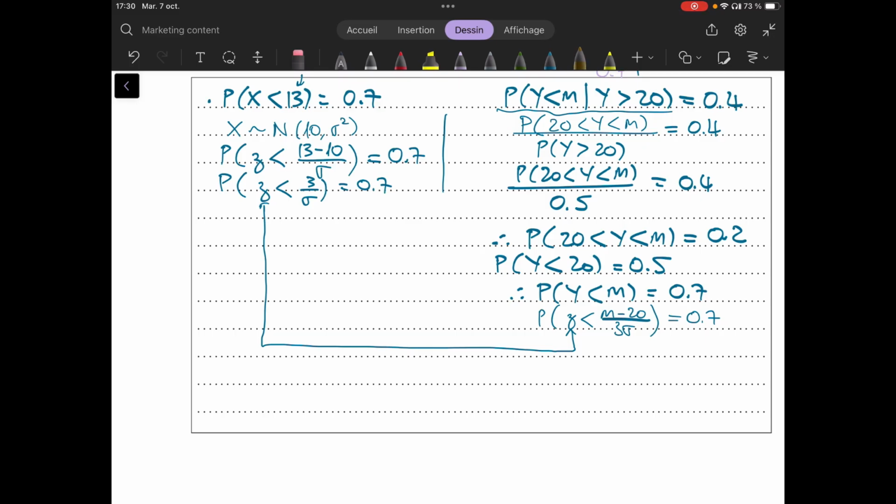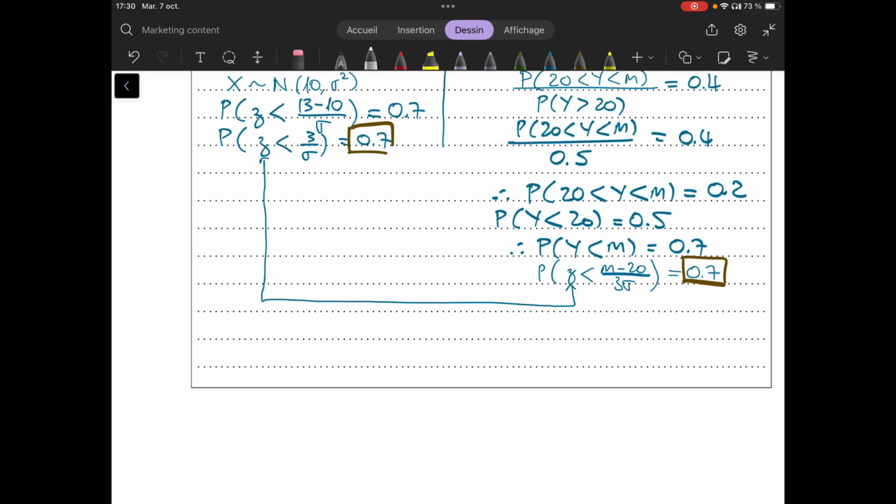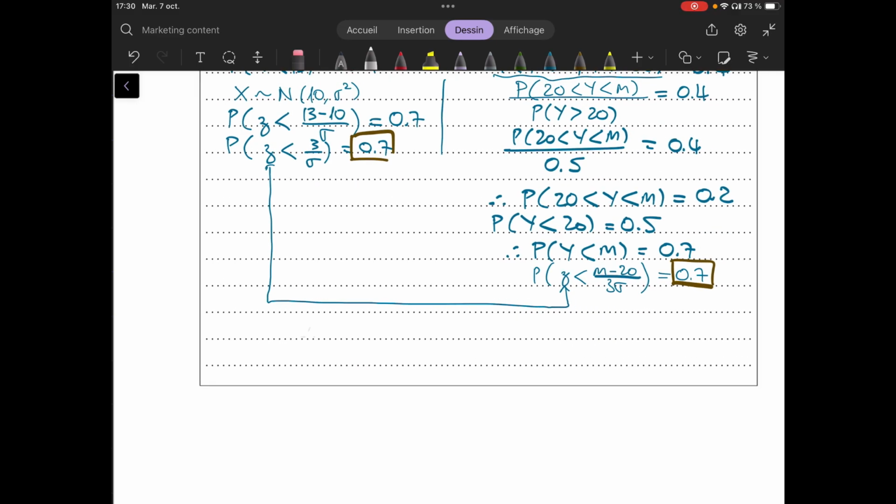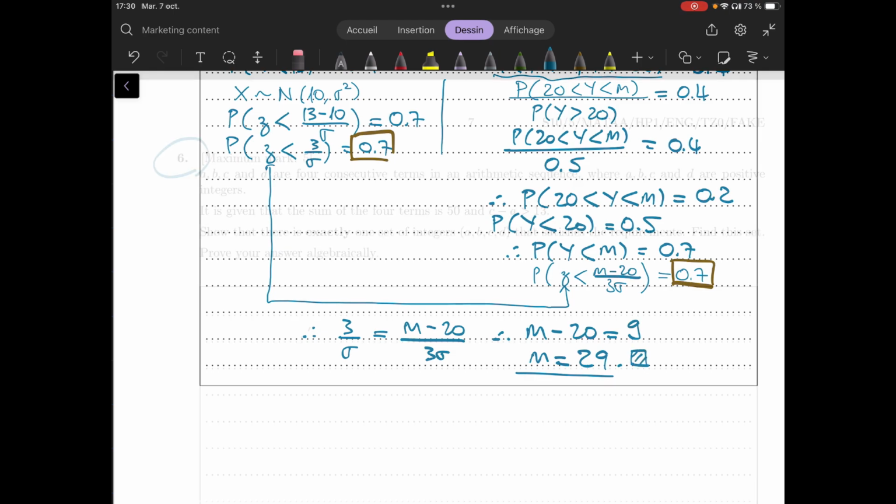Since they have the same probability, the z-scores must be equal. Three divided by sigma is equal to (m minus 20) divided by 3 sigma. Therefore, m minus 20 is equal to 9, m is equal to 29. And this is the end of the question.